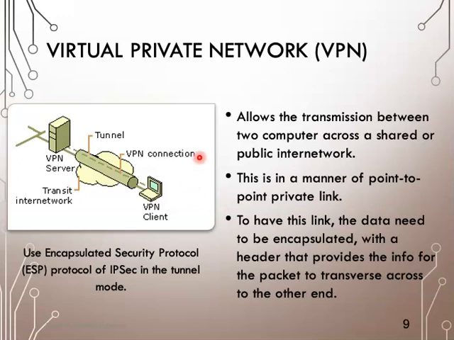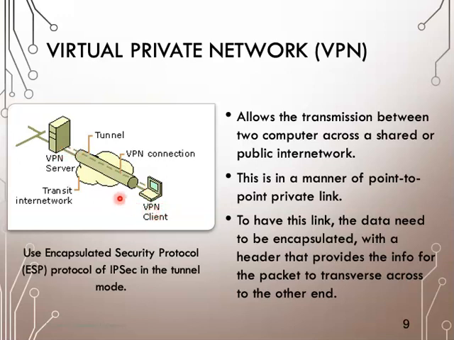Virtual private network technology uses ESP, the Encapsulating Security Payload of IPsec, in tunnel mode. It allows transmission between two computers across a shared or public internet network in the manner of a point-to-point private link. So the router at the border of the sending side uses its own IP address and the address of the router at the destination site in the new datagram.